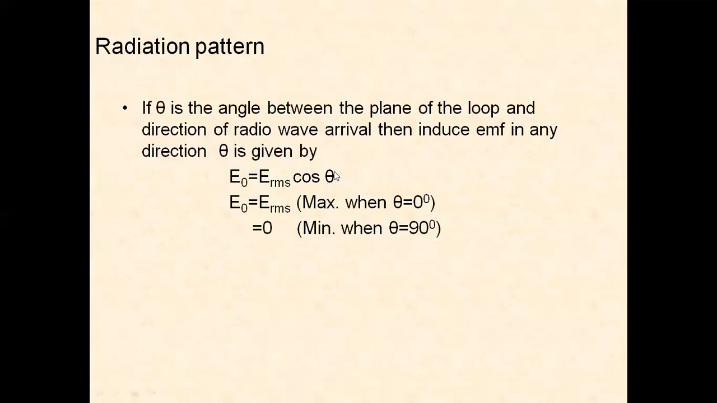So when we substitute theta equal to 0, cos 0 is 1, then E0 equals E_RMS. When theta is 90 degrees, cos 90 is 0, so E0 is 0. Then along this 0 degrees plane, we have the field equal to E_RMS. In the 90 degrees direction, the field is 0.